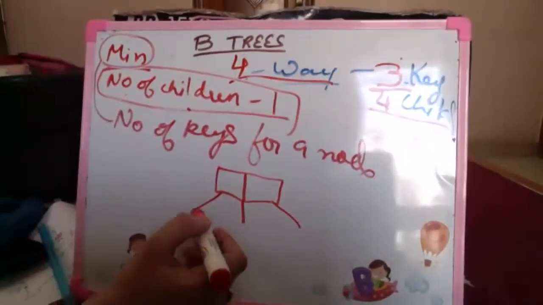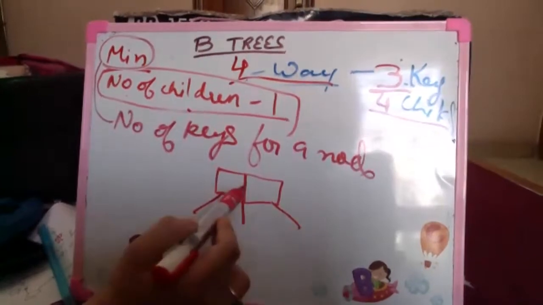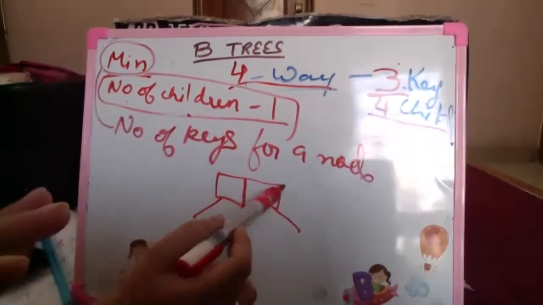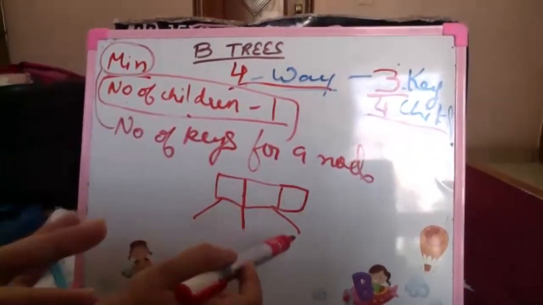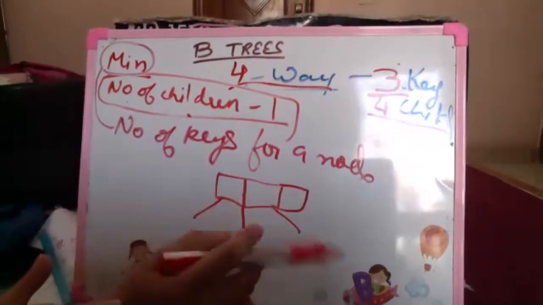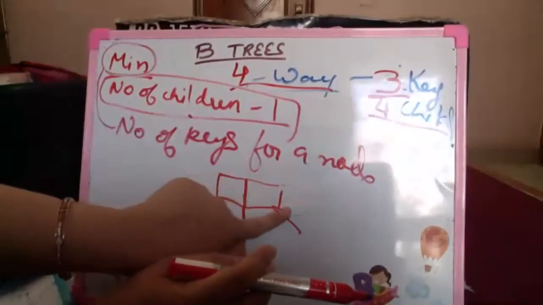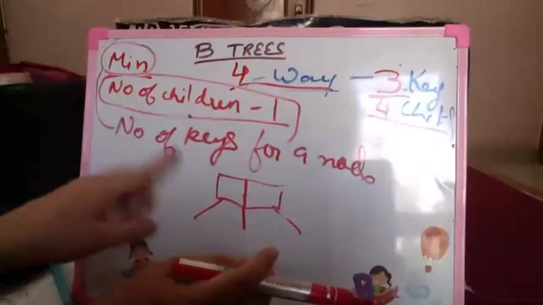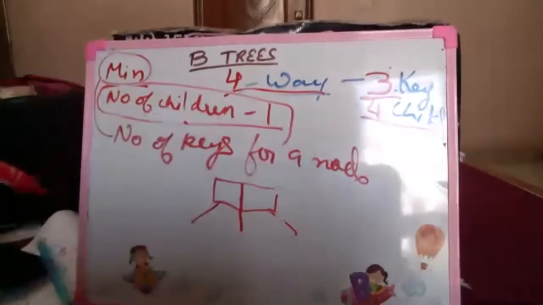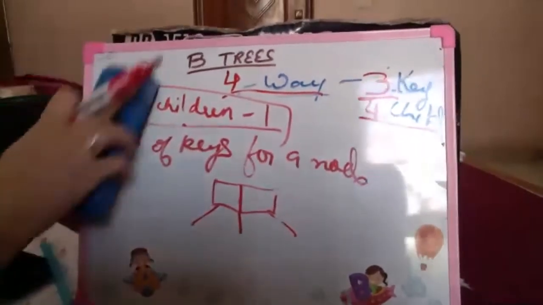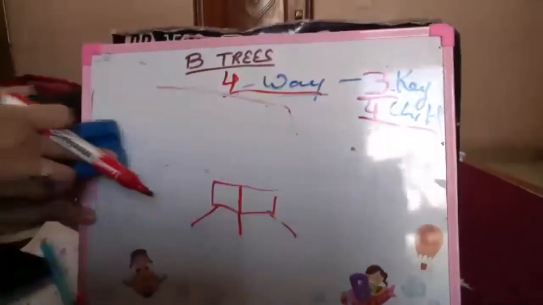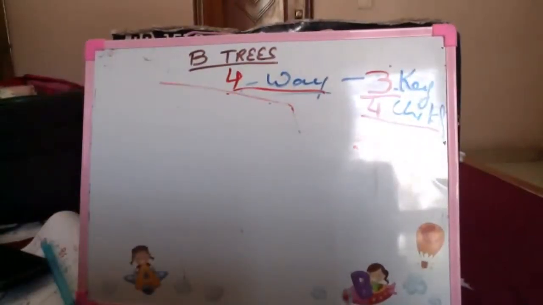So if 3 children are there, a minimum of 2 keys must be there. It is possible it has 3 keys and 3 children, or 2 children or 1 child. That is allowed. The minimum number of keys I was telling for a node to have m children is m minus 1. So we'll just see an example of a 4-way tree. Please let me know in case you are not understanding anywhere, any doubt, then and there, please ask.